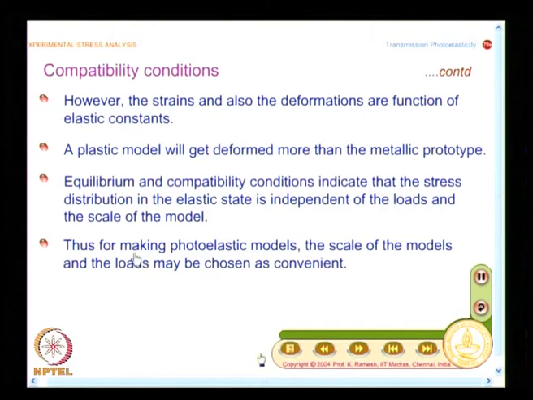And what you have here: when we make photoelastic models, the scale of the models and the loads may be chosen as convenient, and we will also keep in mind a plastic model will get deformed more. So, I should select the loads such that I do not get into large deformation in plastic. The deformation and strain in the plastic model are matched more or less with the metallic prototype, that also we will see in the similitude conditions.